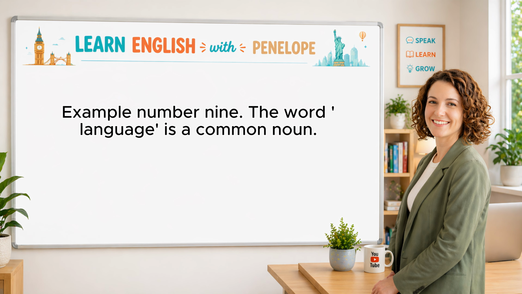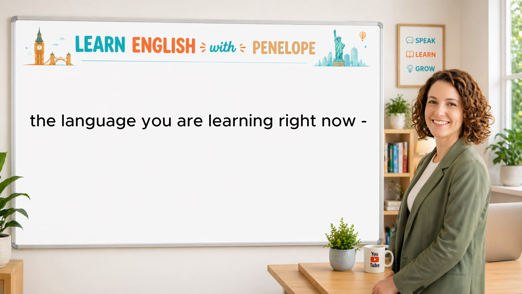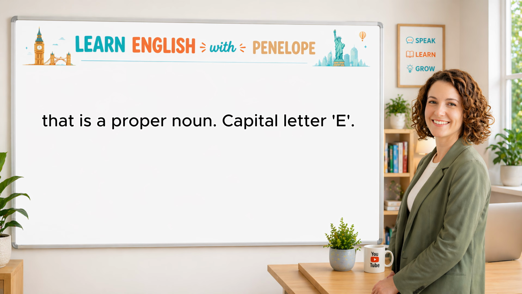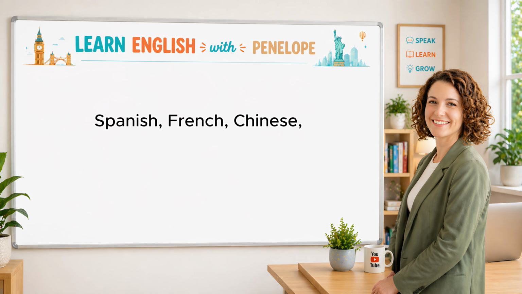Example number 9. The word language is a common noun, a general word, common noun. But English is a proper noun. Yes, the word English, the language you are learning right now, that is a proper noun. Capital letter E, English. And all language names in English are proper nouns. Spanish, French, Chinese, Japanese, Arabic, they all start with capital letters, proper nouns.